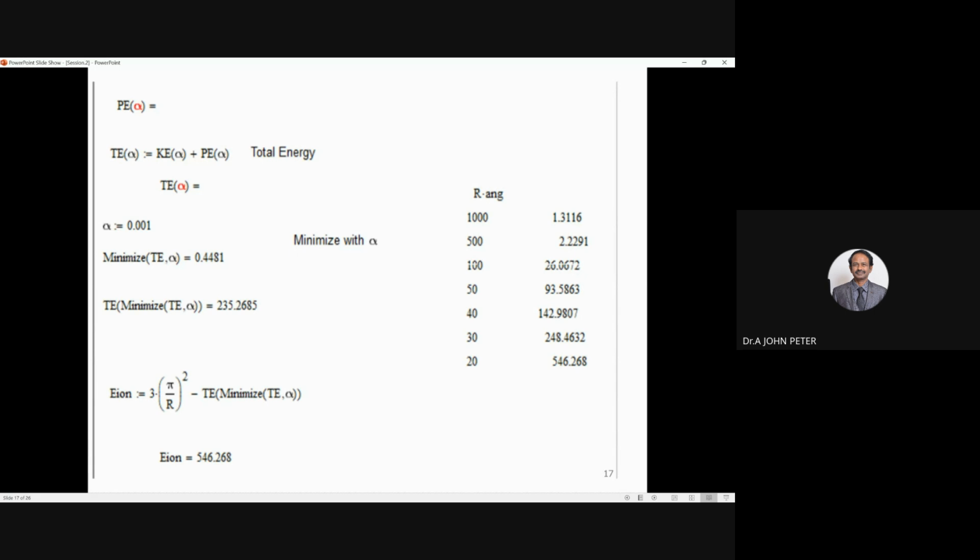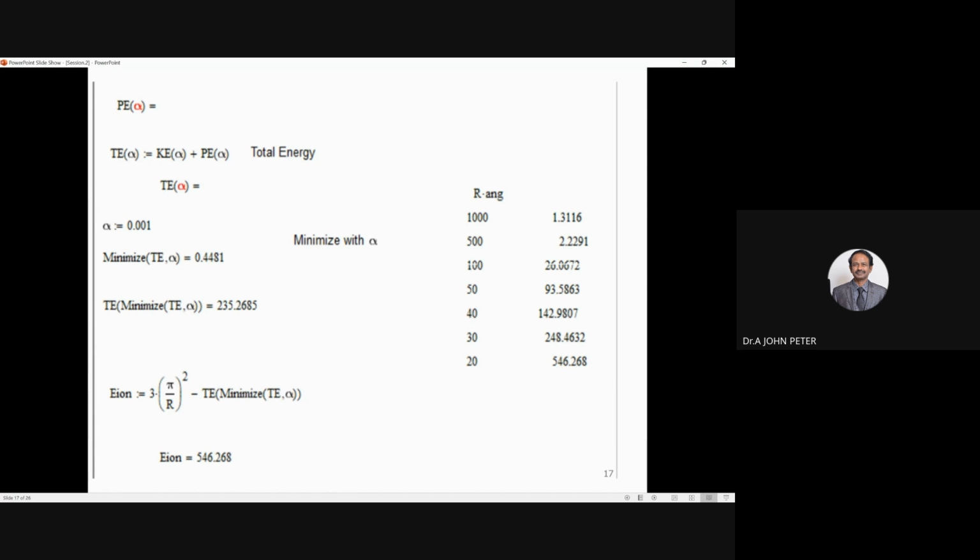And after that, you are going to calculate total energy after getting the value of alpha. So that's why that command is there. So total energy is given as 235.2685. Binding energy I have taken as E ionization energy. Okay, so the E ionization energy formula is 3 pi by R whole square minus total energy.